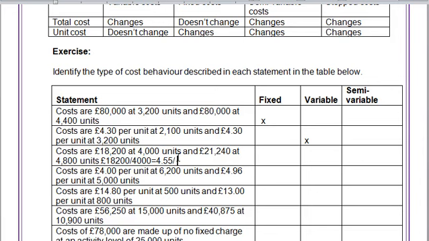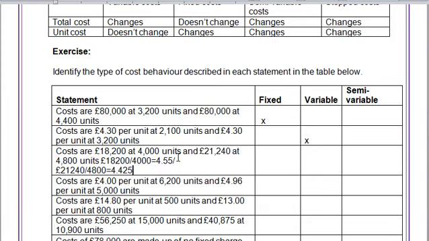Then we would also divide 21,240 by 4,800, and that will give me 4.425. So we can see the cost per unit is changing and the total cost is changing, and that leaves me with semi-variable cost as my option in this case. We want you to do the other items on the list, and then compare your answers with mine, and I'm sure you will be fine.